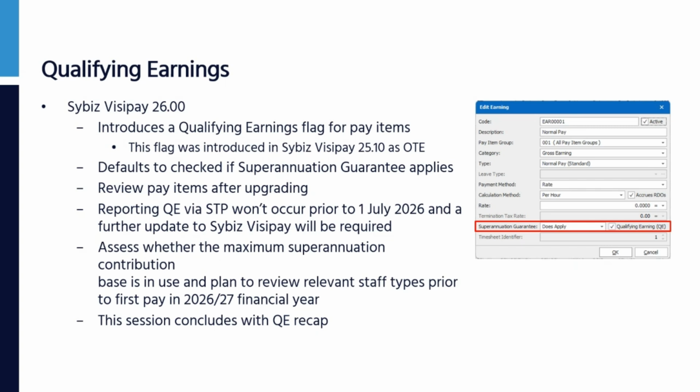If you are using the maximum super contribution base, that will be changing from quarterly to annually assessed. So you will need to put a little note in the diary to review the staff types prior to that first pay in 26-27. And as I said, we'll just talk a little bit more about qualifying earnings at the end of today's session.